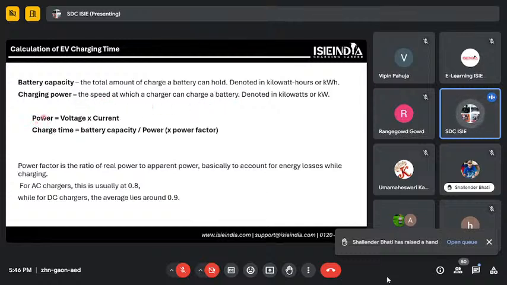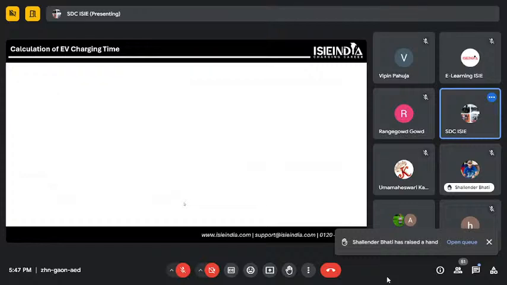As we know, P is equal to VI, power equals voltage into current. Along with that, for charge time, we have to divide the battery capacity by the power, along with the power factor. When we are using AC, we take 0.8, and when we are using DC charger connections, we take 0.9, right?